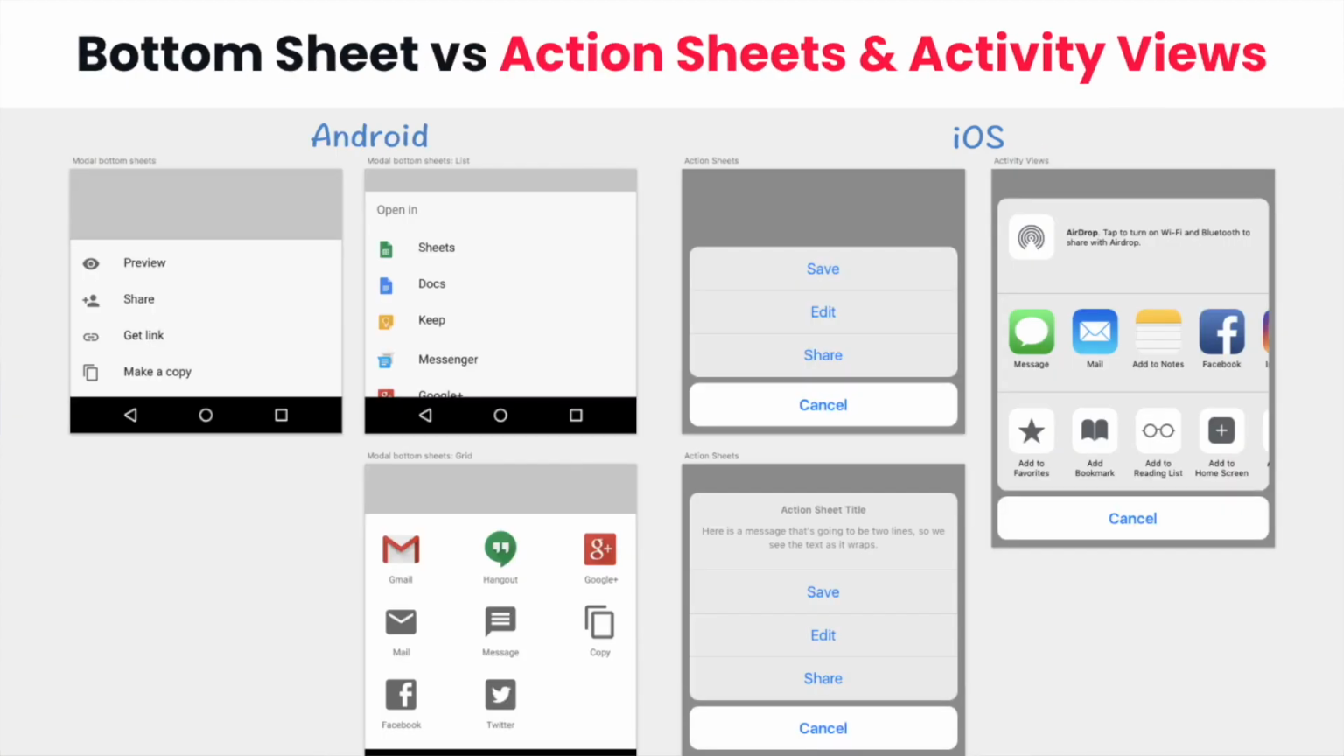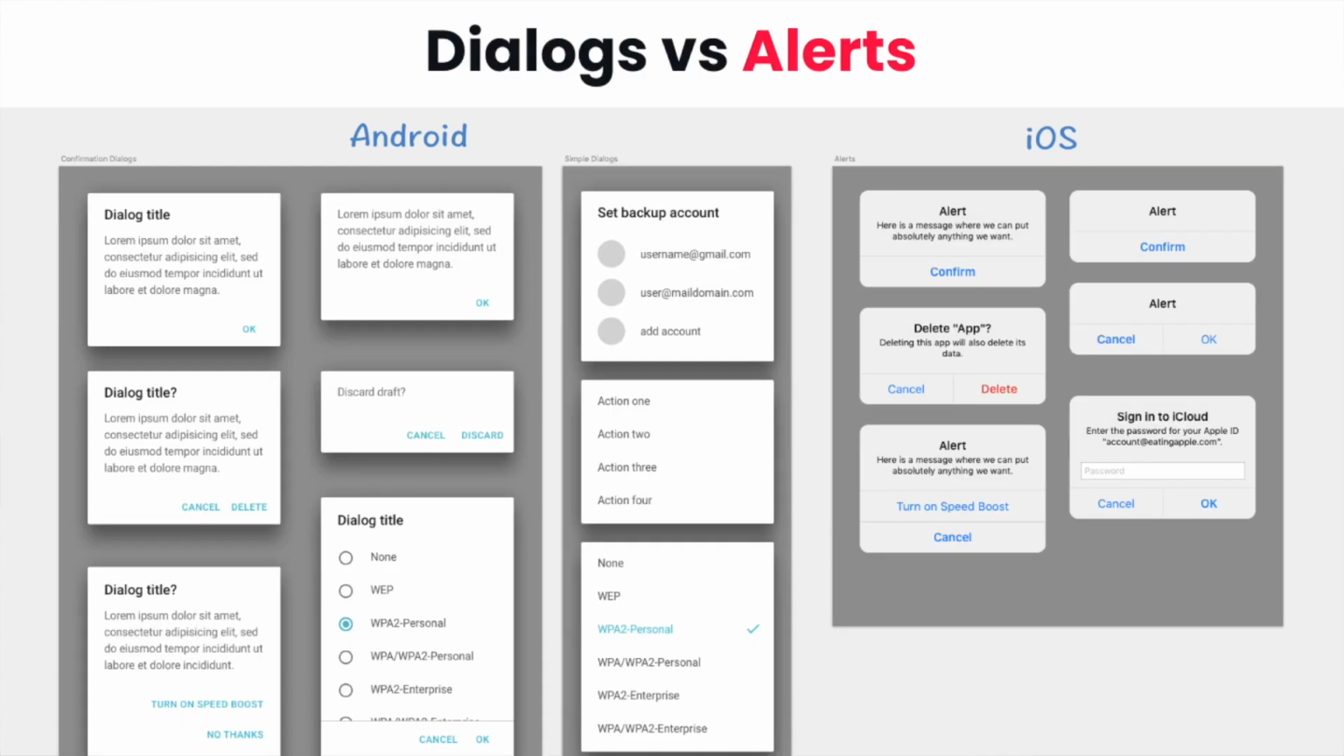Bottom sheet versus action sheet and activity views. You can use the bottom sheet to share something. Like you can see in this screen how to show a bottom sheet in Android with icons and text, and in iOS you can show it in this way, like how to show with text and how to show with icons and text.